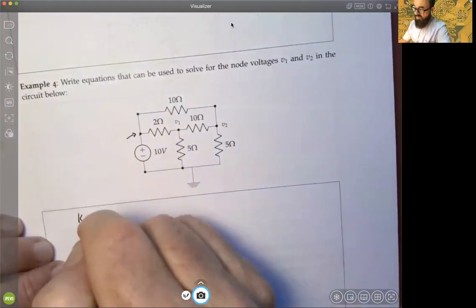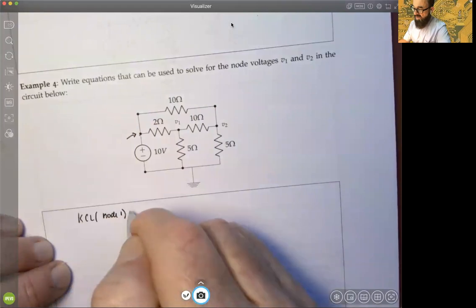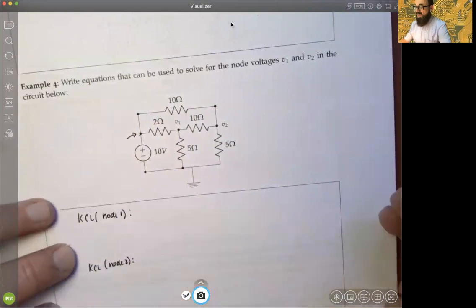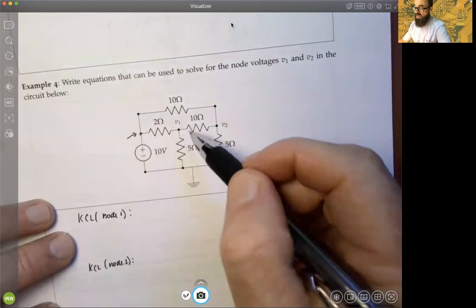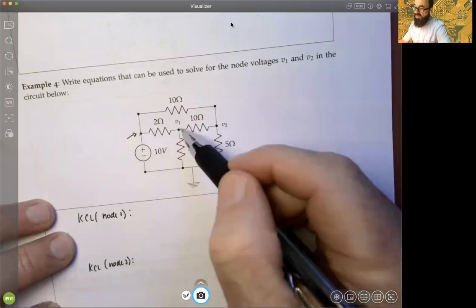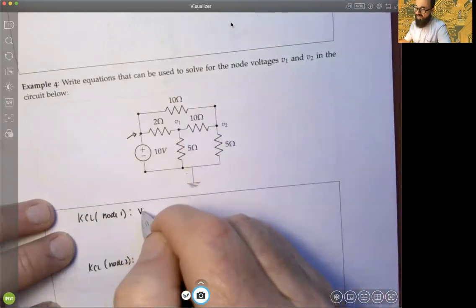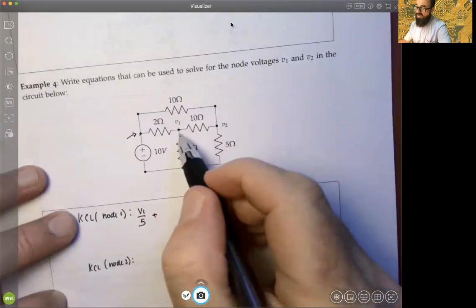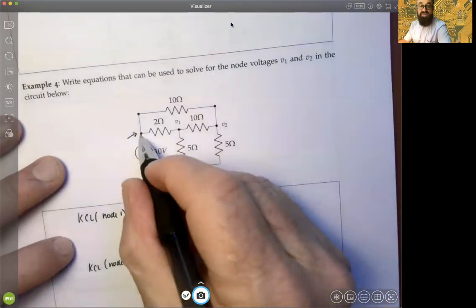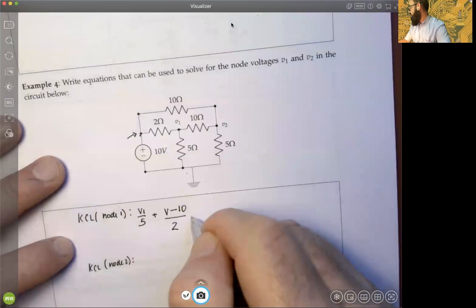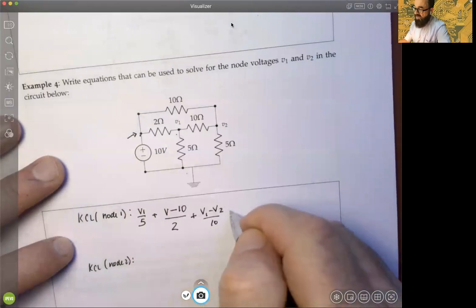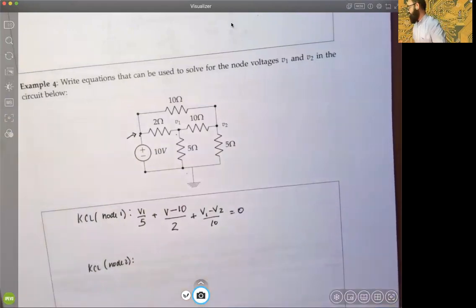Let's do KCL for node 1, and then we'll do KCL for node 2. If we look at node 1, we know there are going to be 3 components because we can represent 3 outgoing currents. One of them is from the node to the ground. That gives us V1 over 5 ohms. We go to the left, which is V1 minus 10, because there's 10 volts there, divided by 2 ohms, plus, going to the right, V1 minus V2 over 10. And summing those has to equal 0, okay?